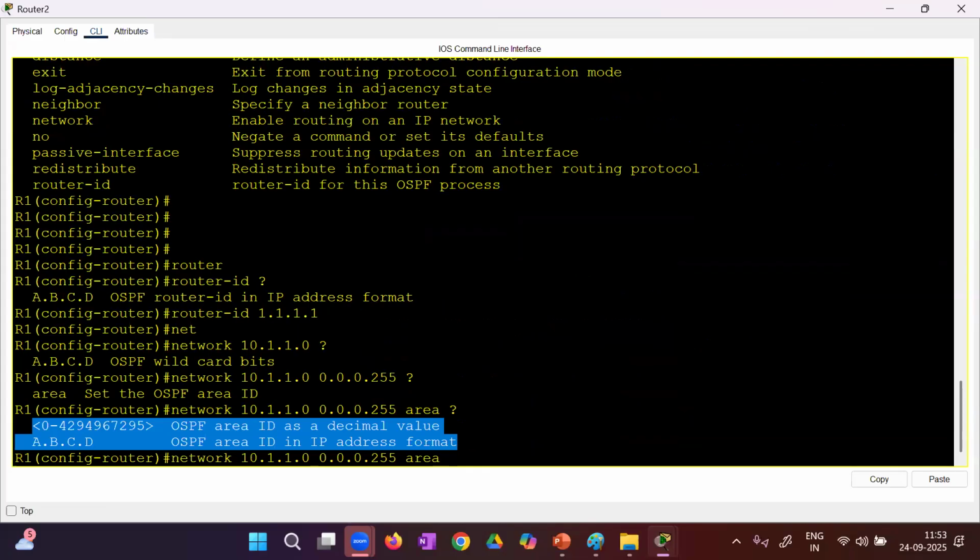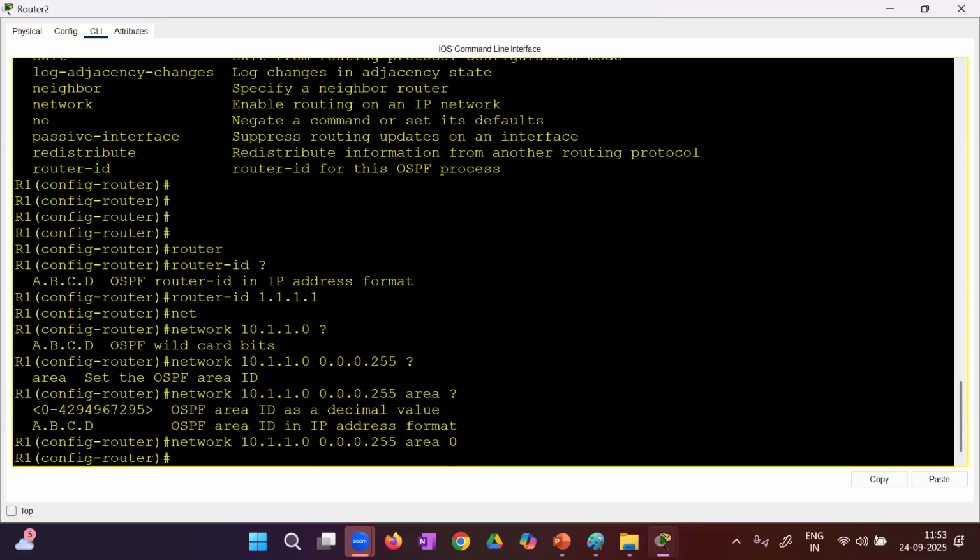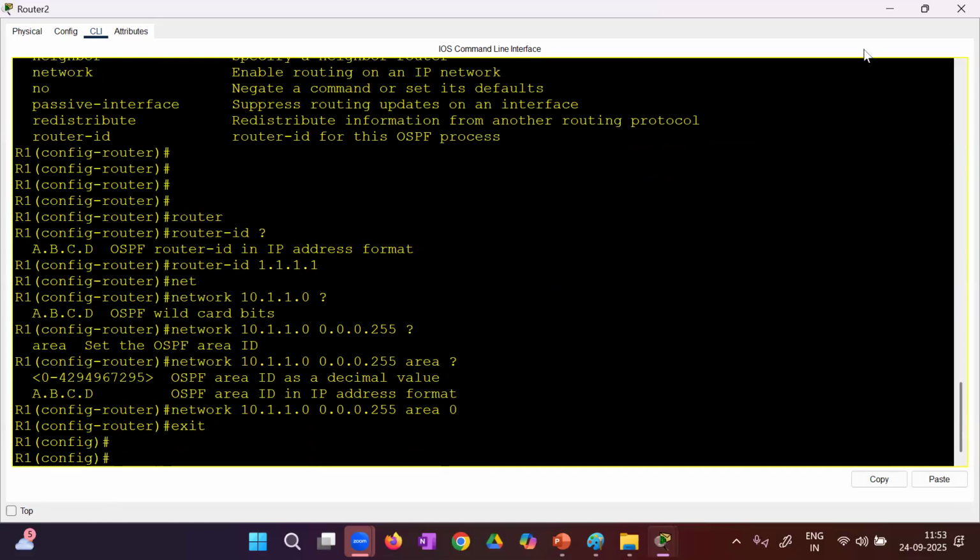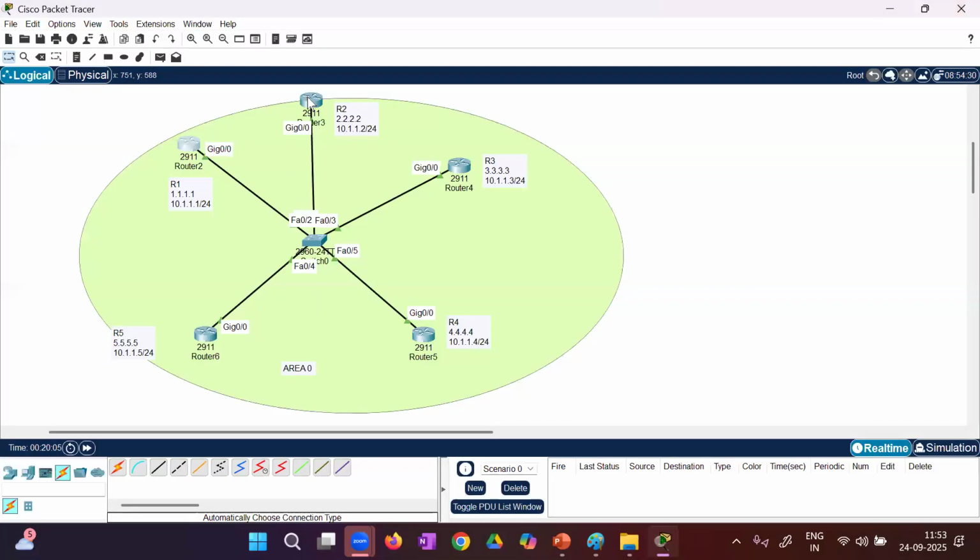These many areas. To write the area, we have two formats. Either we can write it in number format, or we can go with the A.B.C.D format also. But the most preferred is decimal values. So we'll write the area directly as 0, numerical values. Done. Only one network we have. Give exit.